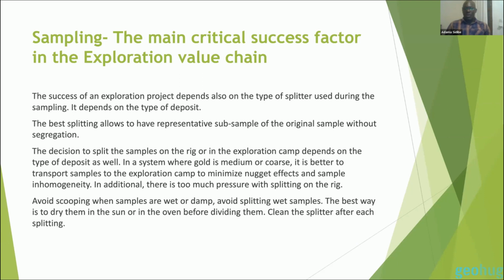We have to transport the sample from the rig to the exploration camp to properly do the best splitting and avoid scooping when samples are wet or damp. The best way is to dry them in the sun or in the oven before splitting them. Clean the splitter after each splitting. Never scoop the sample when it's wet or damp. You have to wait for the sun or the oven.